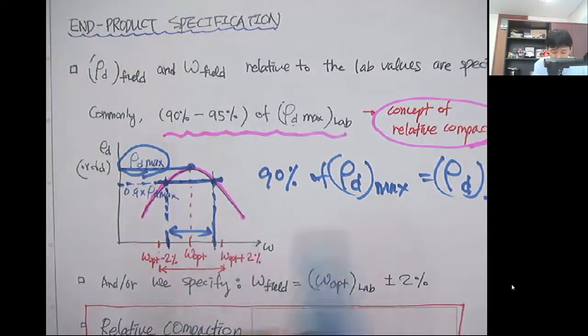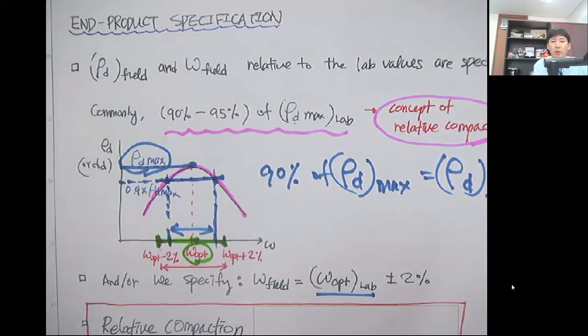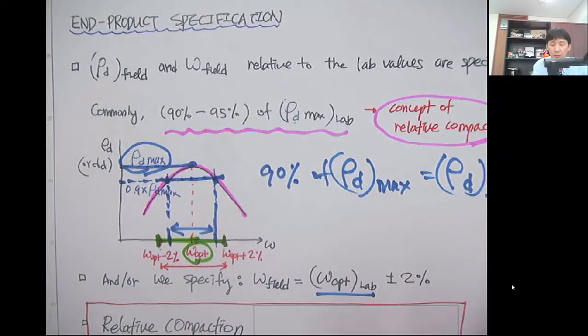Sometimes they also specify the field water content. For example, field water content should be within plus or minus 2% of the optimum water content obtained from the lab. So in this case, if you look at the curve here, if this is the optimum water content, then plus 2% and minus 2%. So from here to here will be the range to satisfy the specification suggested by the owner.